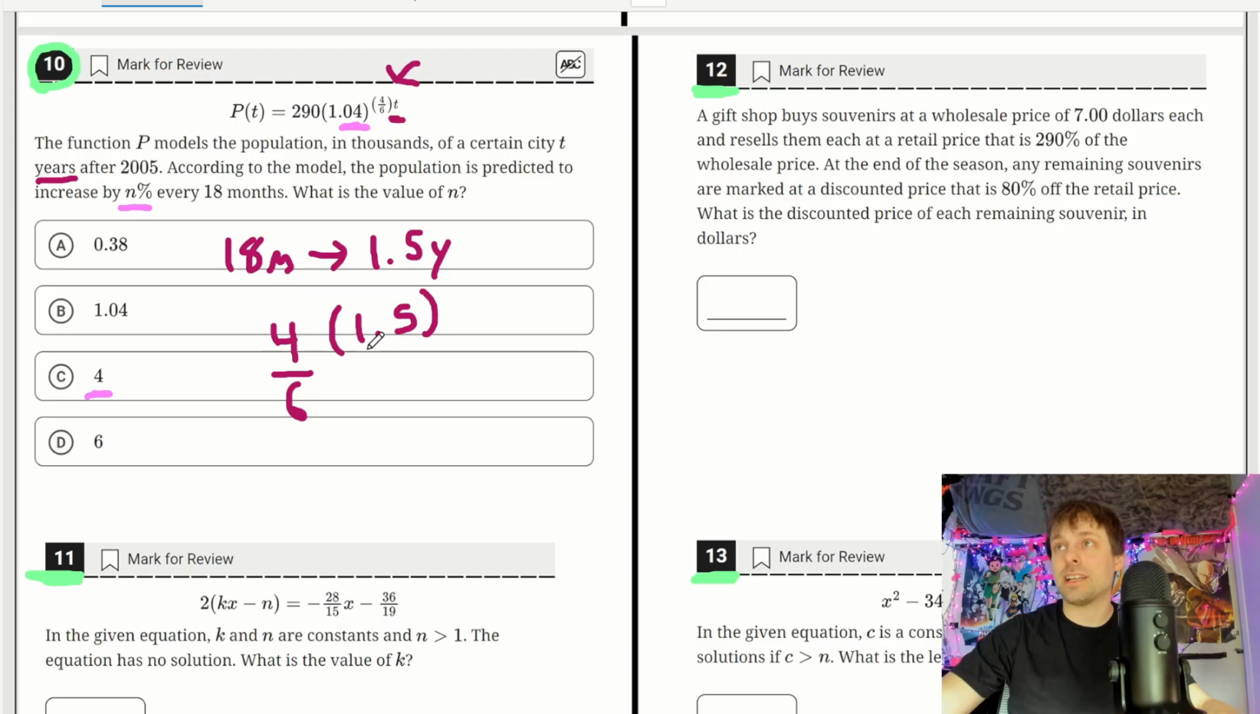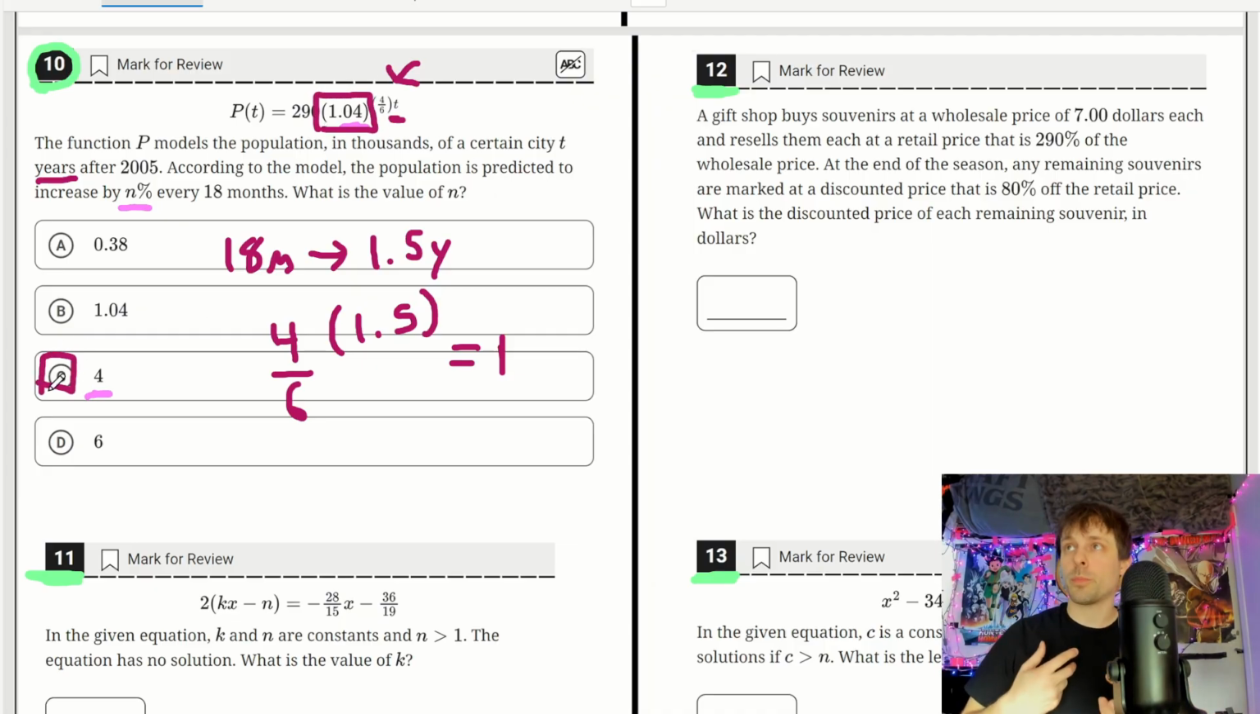And that actually just cancels out. If you do 4/6 times 1.5, that actually gets you your 1 as your exponent. So you can just say, oh, it is 1.04. So your increase is going to be this 4% every 18 months. Kind of a coincidence. I do wish they'd maybe change that one, but that's how it turns out.